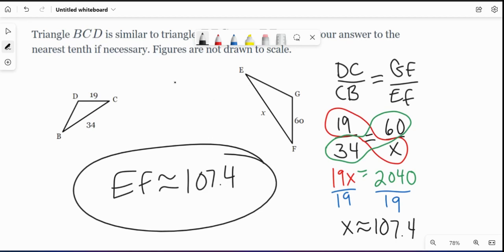All right, so just a quick recap. Similar means they are the same shape, not necessarily the same size. All the angle measures in similar figures are going to be congruent, and the corresponding side measures are going to be proportional.